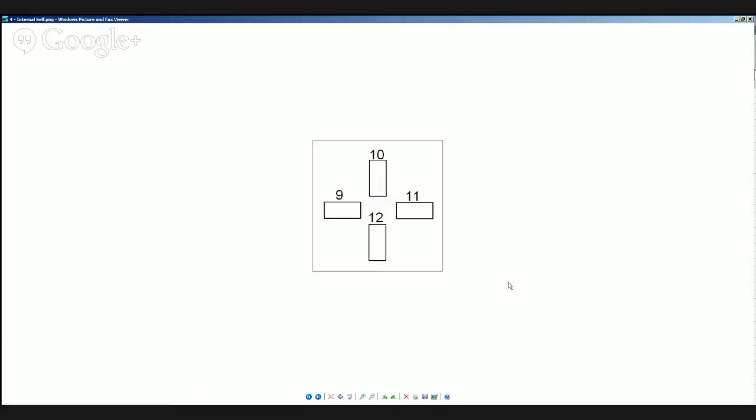9, 10, 11, and 12. These are the internal self. 9 is drive. What drives them forward? 10, ideas. What do they think about? 11, fears. And 12, beliefs. 13, 14, 15, 16. 13 is skills. What are they good at? 14, quirks or idiosyncrasies. 15 is values. What do they value? And 16 is their vulnerabilities.